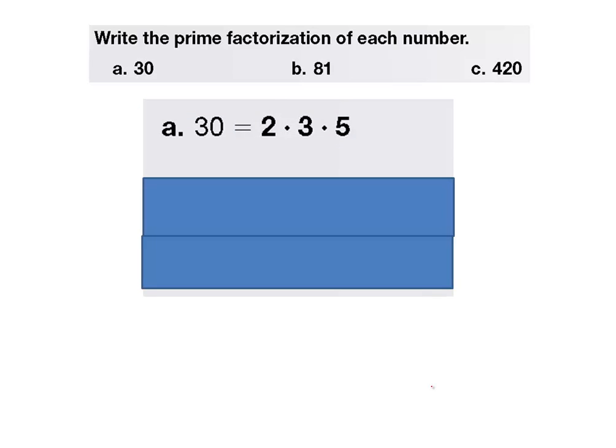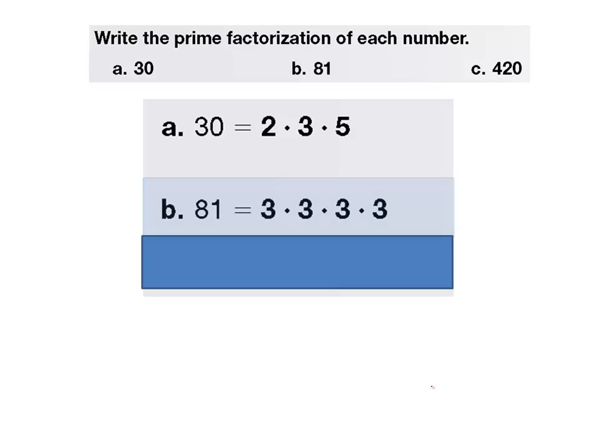Now do B, number 81. What's the prime factorization of 81? We know that from the prior screen, 3 times 3 times 3 times 3. And can you do 420? Remember, start with 2. Try to use the smallest prime numbers possible to begin with. So on 420, you're going to have 2, you're going to have 210.